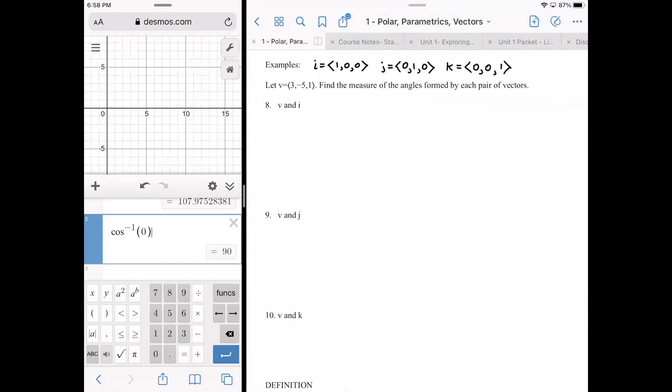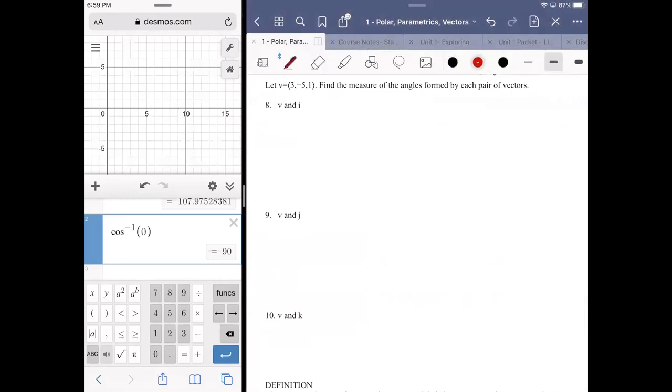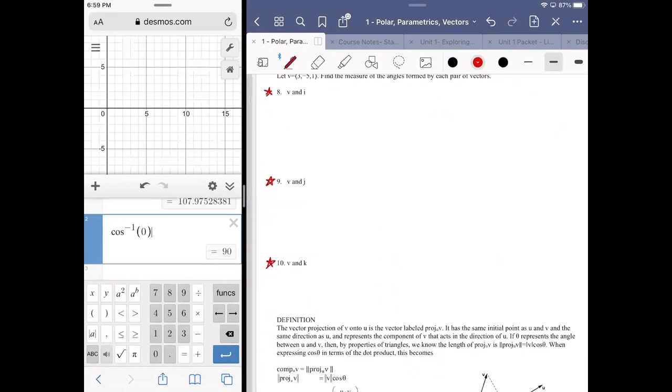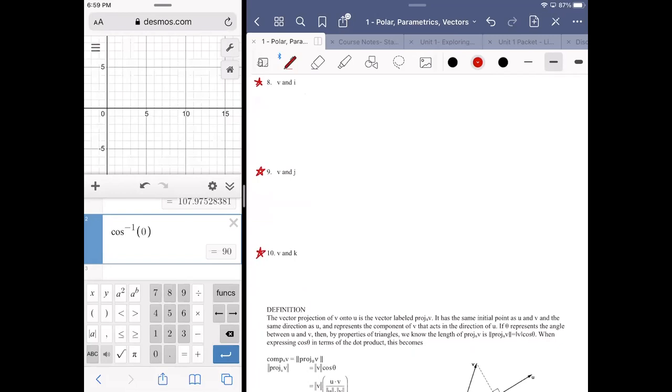All right, so 8, 9, and 10 are all just more of the same kind of stuff. So what I'll do is put stars on those problems so you can tackle those on your own, and we'll make sure to go over them next class, almost tomorrow. I'd like you to have an opportunity to take a look at them first. But we're going to move on to something called a projection.